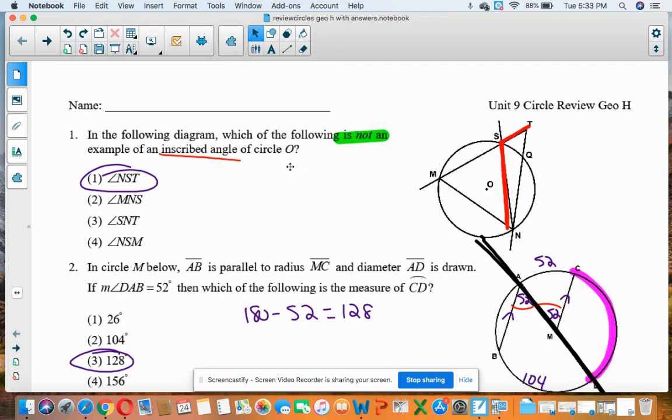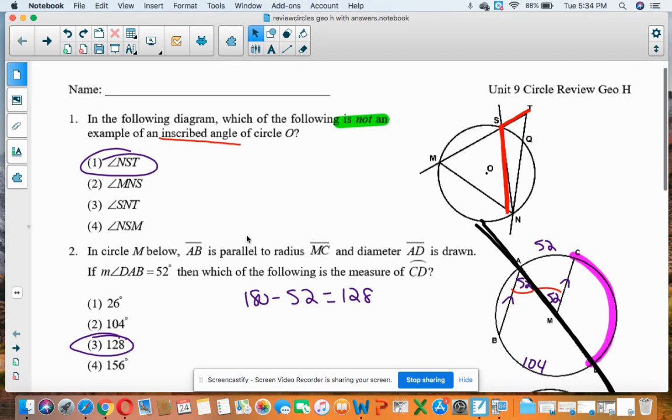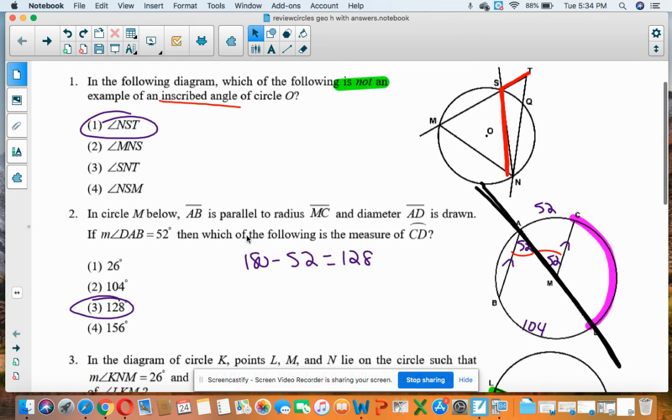Question 1 wants to know which is not an example of an inscribed angle. See how I highlighted the word not right there? An inscribed angle has its vertex on the circle and the sides of the angle are chords. So I highlighted in red this angle right here, NST. That is not an inscribed angle. Sort of kind of looks like one, but it's not an inscribed angle. All the other three choices were inscribed angles. There's also a hard copy of all this that's on the link as well if you prefer to look at that in addition to this video.